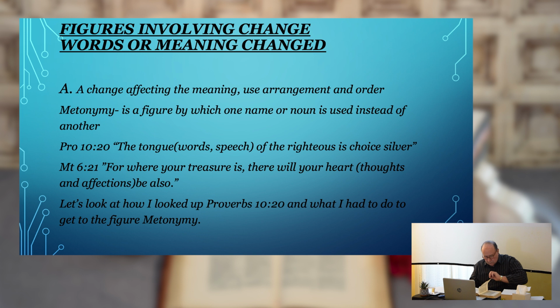I'm sorry, Proverbs chapter 10. In verse 20, it says, the tongue of the just is choice silver. Am I in the right one? Yep, Proverbs. The tongue of the just is as choice silver. The heart of the wicked is little worth.